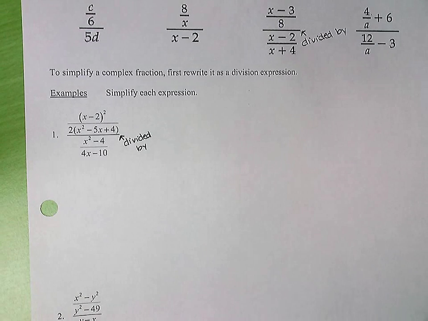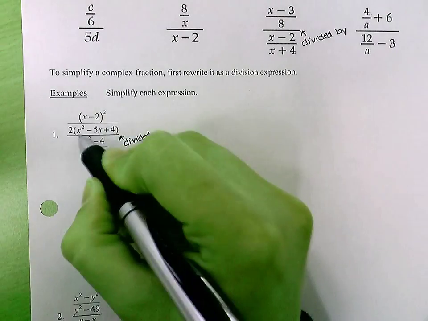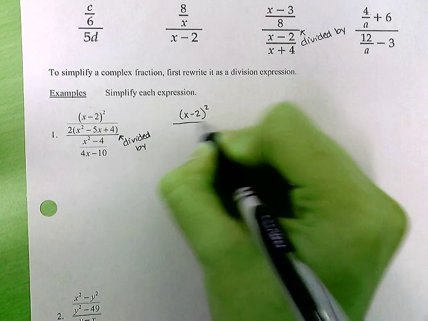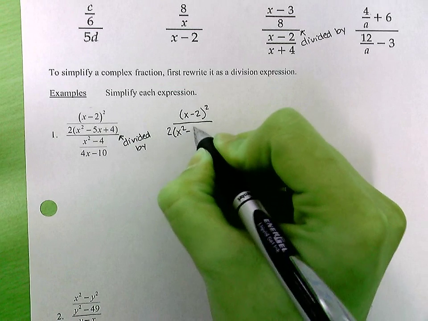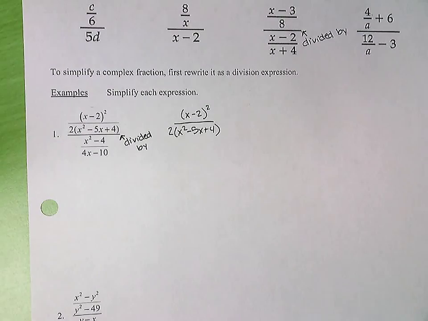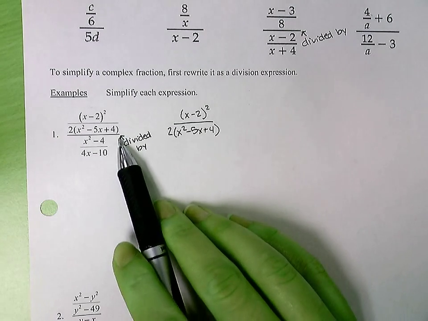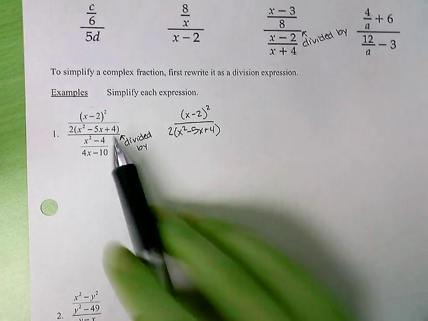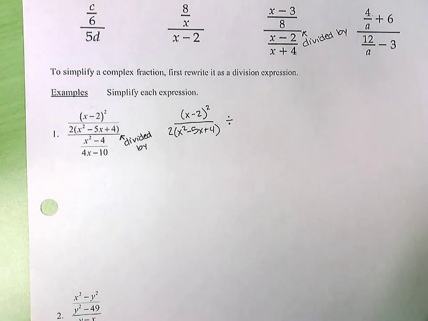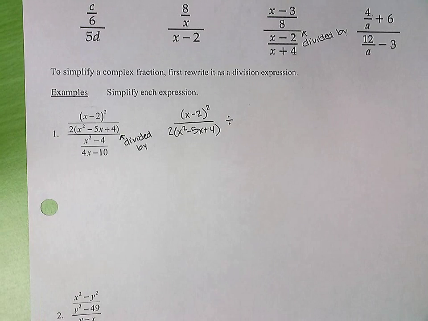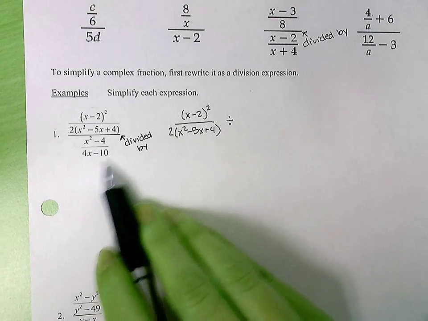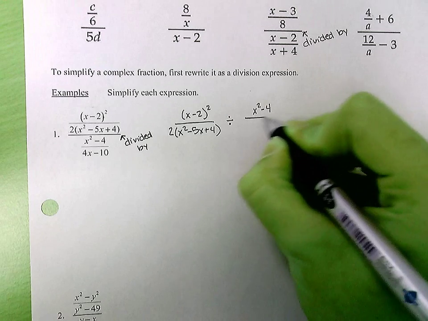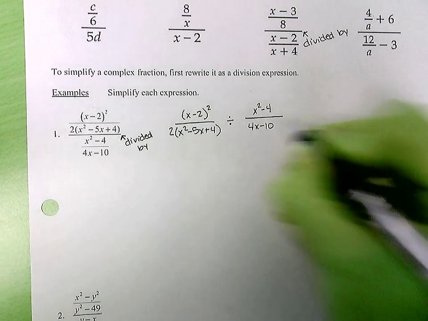I'm going to take that numerator fraction, this part right here, and I'm just going to rewrite it off to the side. So that was the numerator. Now flip it. You will flip the other one. But this fraction bar here means divided by, so I'm going to rewrite it as a divided by expression. Then I can write this denominator out. So I have x squared minus 4 over 4x minus 10.